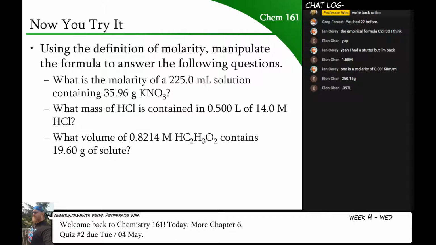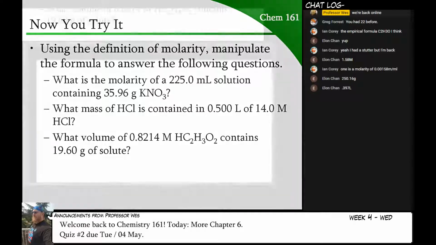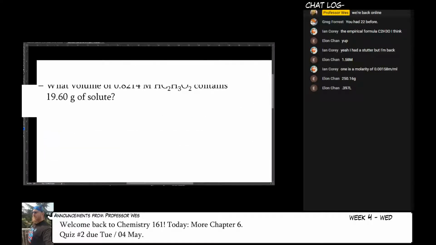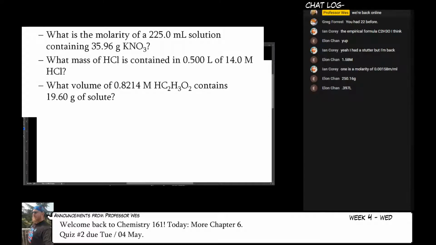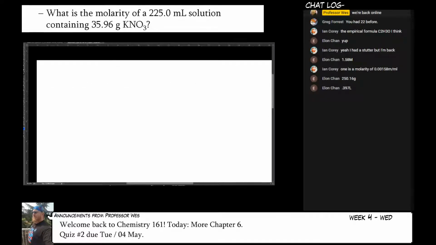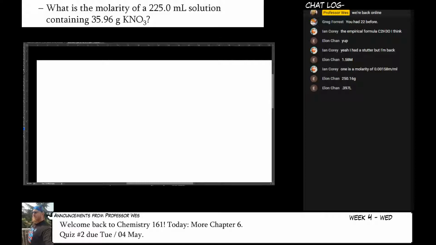All right, let's go over the answers here. So for this first problem, what's the molarity of a 225 milliliter solution containing this many grams of potassium nitrate? Okay, so I need the formula for molarity.